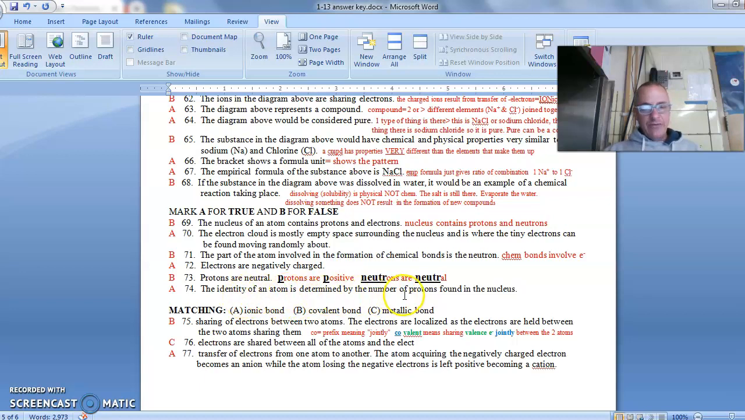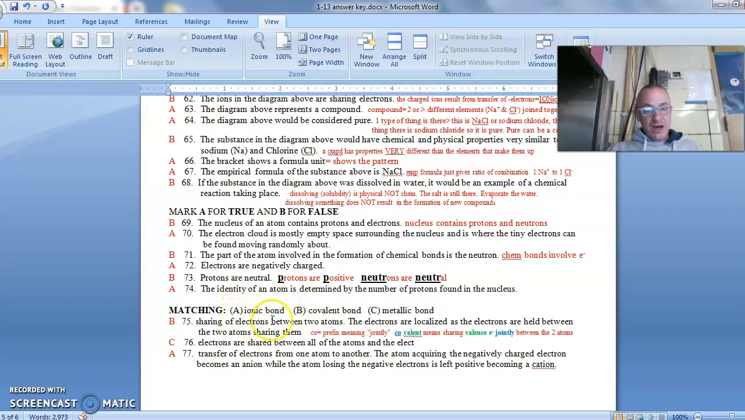The identity of the atom is determined by the number of protons. Absolutely, that is true. The identity of an atom is determined by the number of positive protons in the nucleus. That is why the alchemists could not change one atom into another atom. They could not change copper into gold with chemical reactions, because chemical reactions involve electrons. In order to change one atom into another atom, you would have to change protons, and that doesn't happen by chemical reactions. That happens by nuclear reactions.